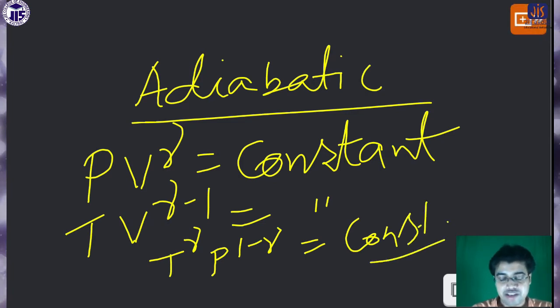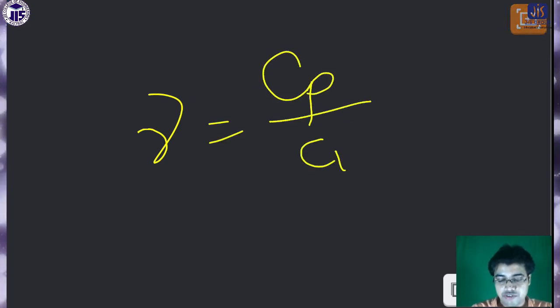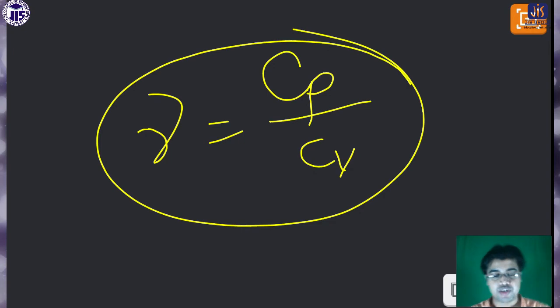Now what is gamma? Gamma is Cp by Cv. So you can write down that gamma is equal to Cp by Cv. This is very important, you have to keep in mind, because this relation is very important here.